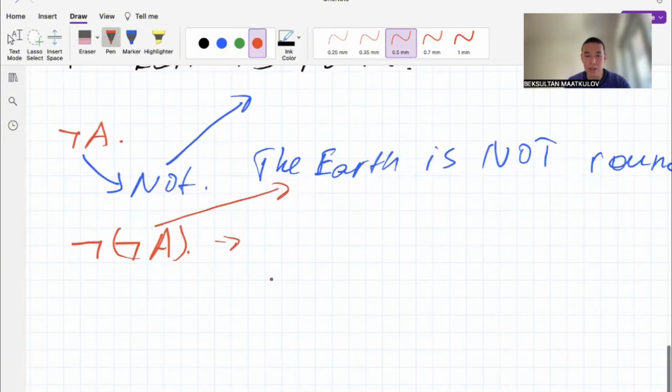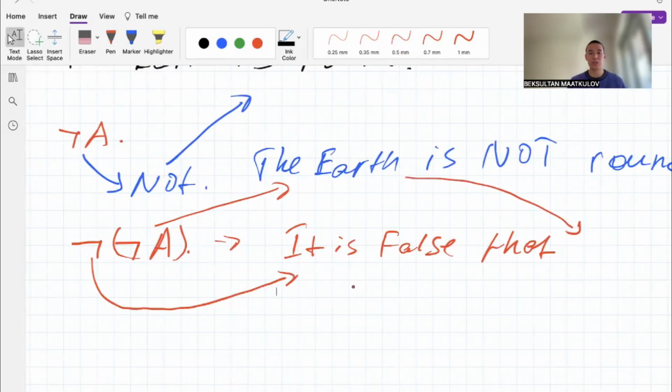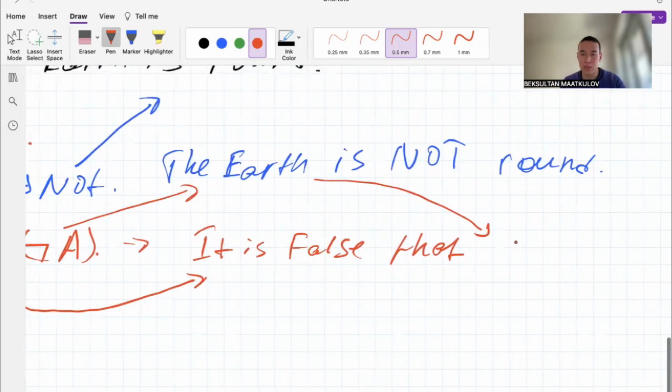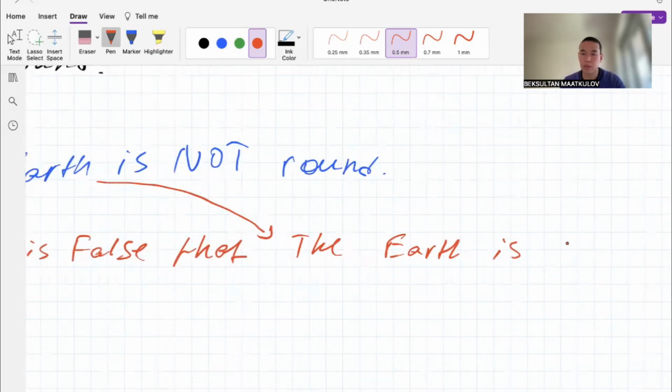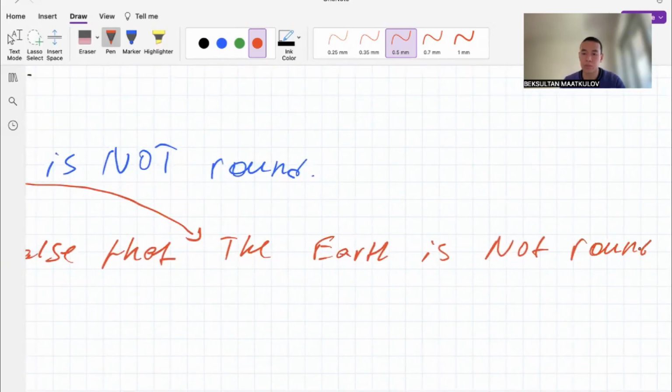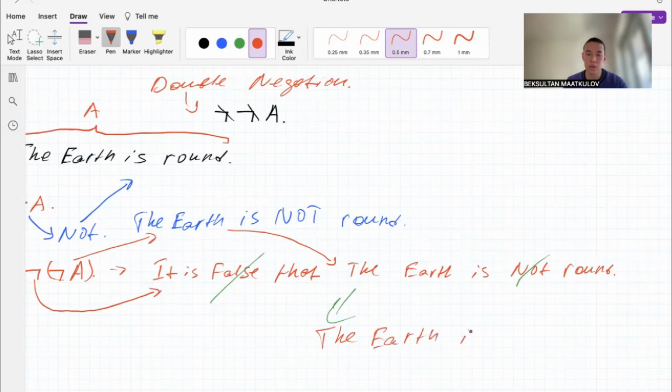We'll write at the beginning just the words, it is false that. And we rewrite the statement, right? So basically the first not will be contributed into the statement as these words, it is false that. Then we write the rest, the earth is not round. And if you think logically, the statement it is false that the earth is not round, then the statement will be the earth is round, right? So this not and this not will cancel out, and you'll remain with the original statement, the earth is round.